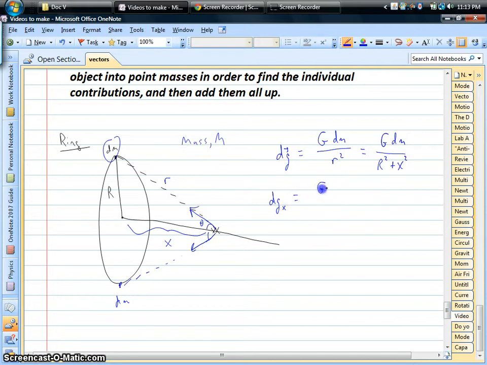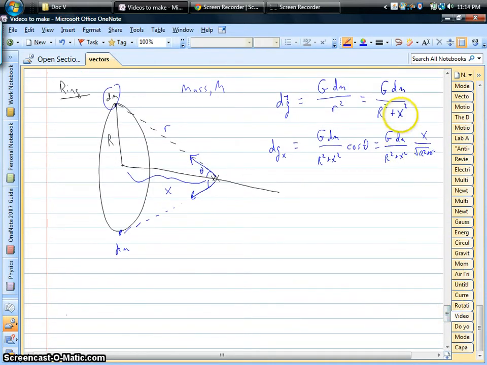So we still have the total field, but now only the x component survives, so we have to multiply it by the cosine of whatever that angle is. And we can use this big triangle to our advantage. We can rewrite this as x over r, which is the square root of r squared plus x squared. So we can find this field due to a single little point of mass on the ring.